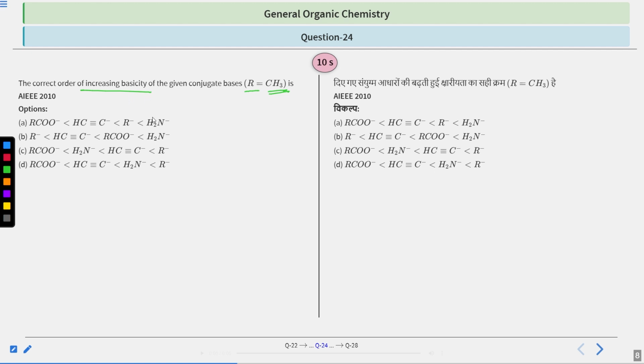Options are: the most basic for NH2 negative, then R negative, then C negative triple bond CH, then RCOO negative; or the most basic for NH2 negative, then RCOO negative, then C negative triple bond CH, then R negative; or the most basic for R negative, then C negative triple bond CH, then NH2 negative, then RCOO negative; or most basic for R negative, then NH2 negative, then C negative triple bond CH, and then RCOO negative. So you have to find out the correct order for the increasing basicity of the conjugate bases given.